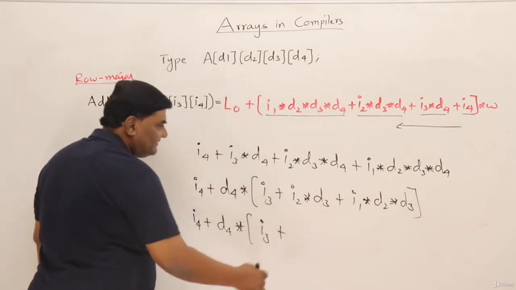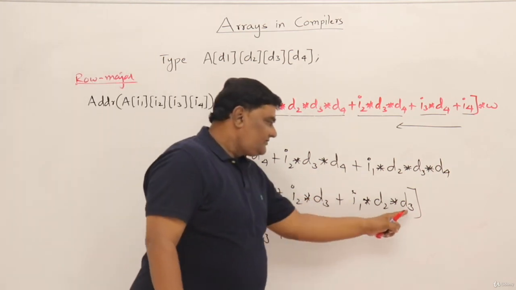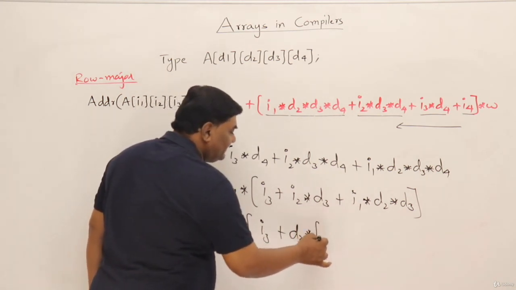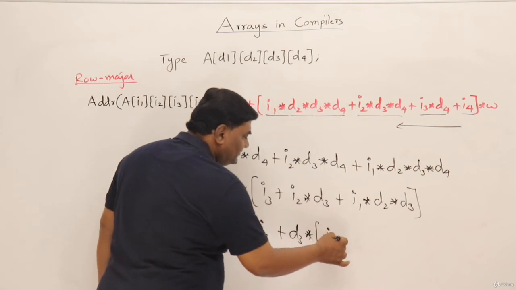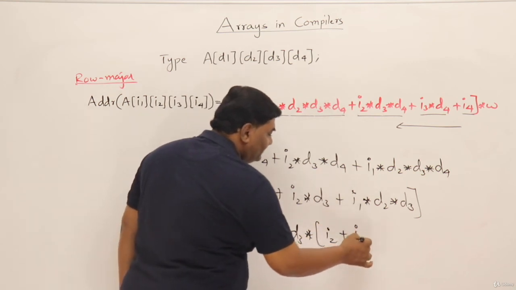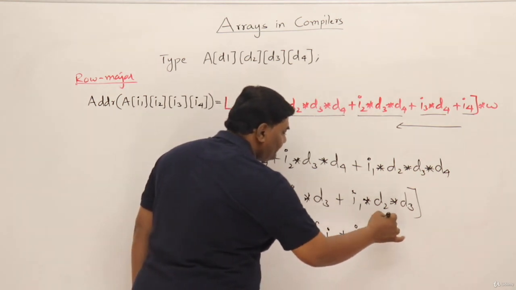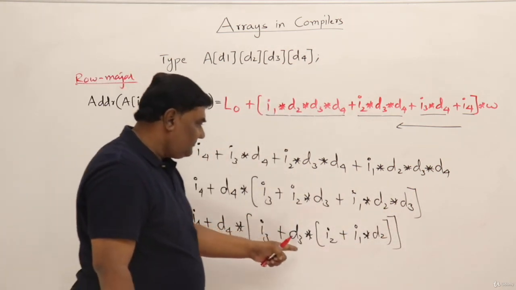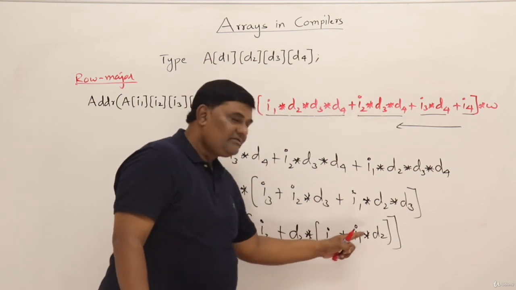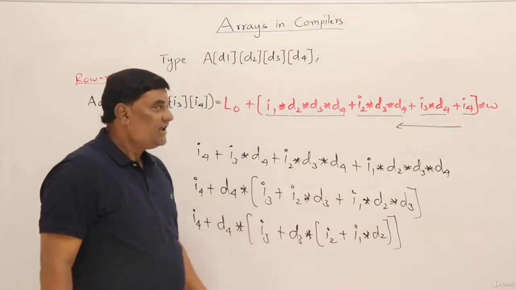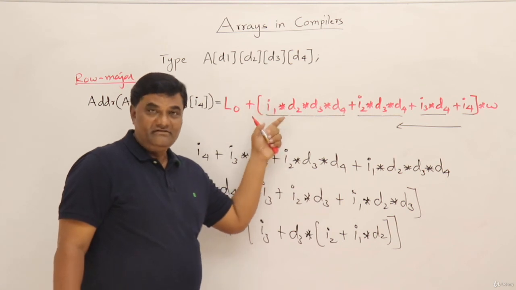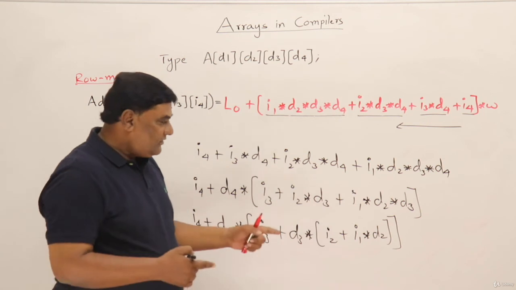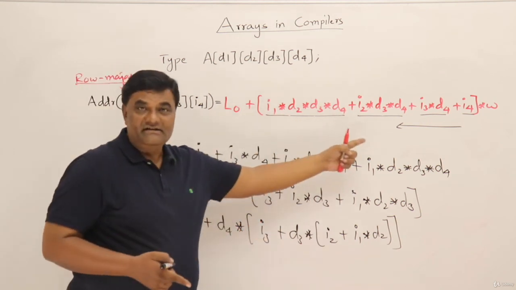I3 plus. Now in these two terms, D3 is common. So I will write down D3 multiplied by I2 plus I1 into D2. So I have taken D4 common and D3 common. Now only two terms are remaining here. Further, I cannot take anything common. This formula can be rewritten like this by taking dimensions as common. Now this is the same thing what is there inside the brackets.